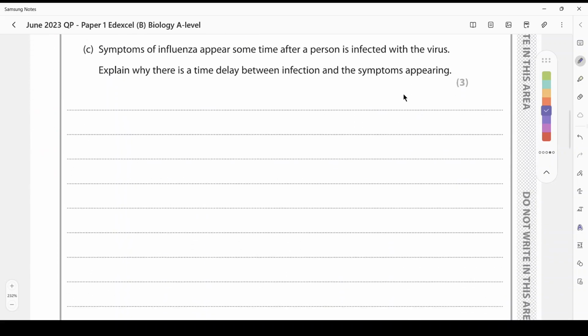Symptoms of influenza appear sometime after a person is infected with the virus. Explain why there is a time delay between infection and the symptoms appearing. So the reason why there is a time delay is because it takes time for the viruses to replicate and to infect a large population of your cells in your body, which is when the symptoms start appearing. So that's one mark, and the other 2 marks would basically be talking about any part of the lytic cycle. So I've included that here.